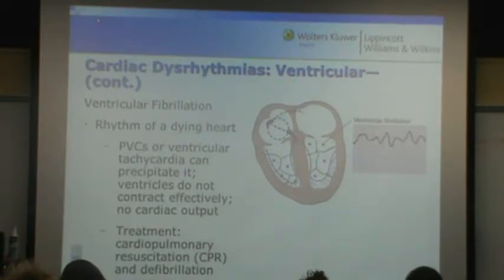All right. So with VFib, this is basically the rhythm of a dying heart. This is where the ventricles, because it's originating within the ventricles, you're having multiple spots within the ventricles that are firing at the same time. And because of these multiple spots firing at the same time, there's no organized activity whatsoever. So basically what we're seeing is the ventricles are just sitting there quivering. Okay, they're just quivering. That's all they're doing. They're not contracting effectively. There is no cardiac output.